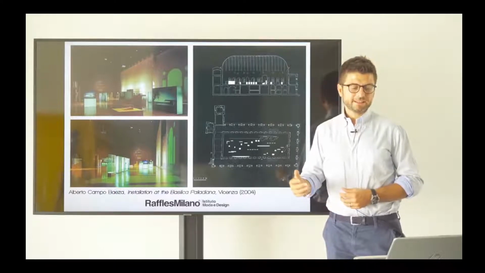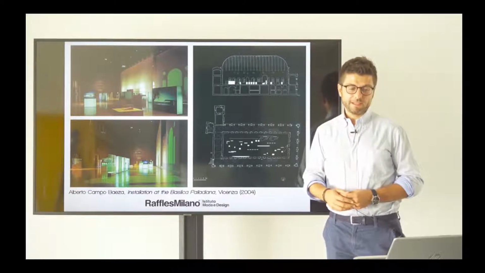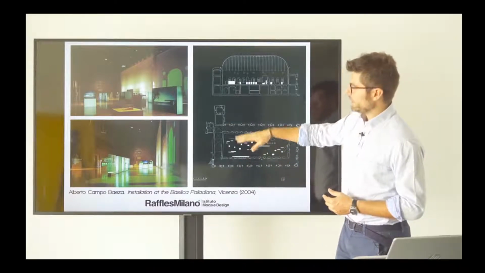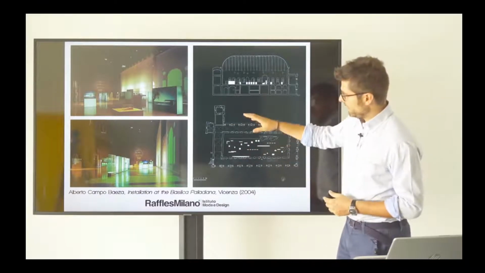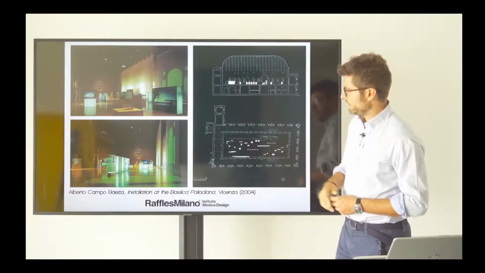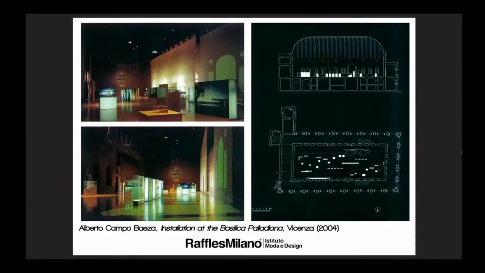Here, instead, is the example of Alberto Campo Baeza. What about the volumes? There is no rhythm, it's completely absent. Every element of furniture, the white things that you see designed on the map, is completely random, and also the shape of these elements is always different. So here we are in complete freedom with respect to other projects like the one that we saw before.